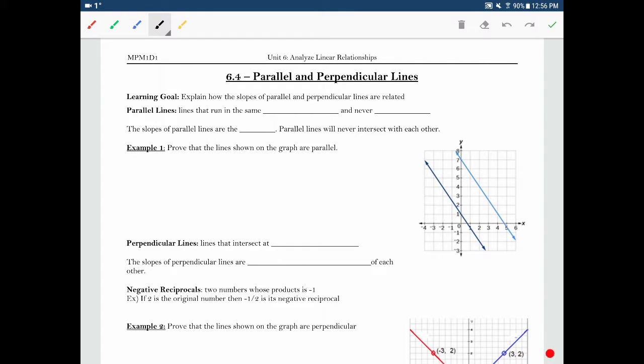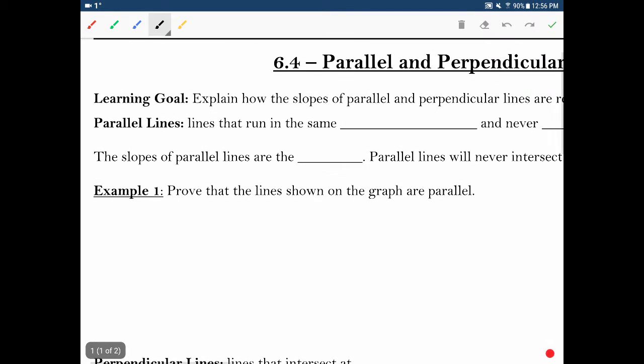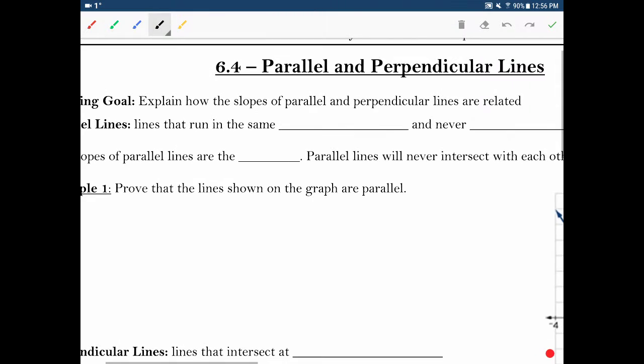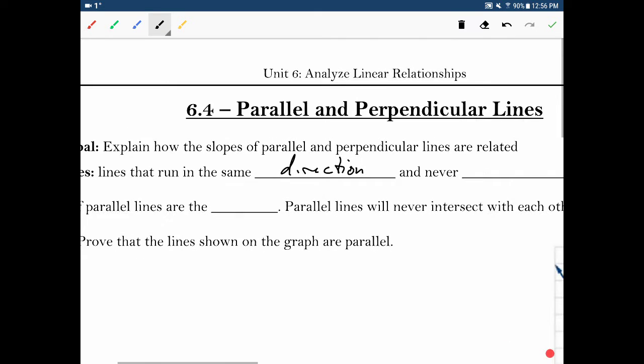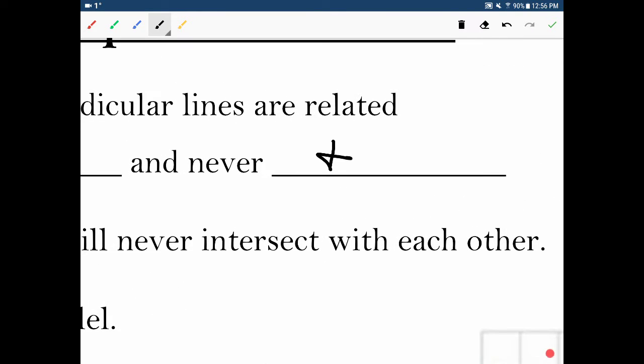Hey guys, today we are going to talk about parallel and perpendicular lines. Okay? So first of all, parallel lines. We've talked many times about this throughout the years, I'm sure. These are lines that run in the same direction and never touch.